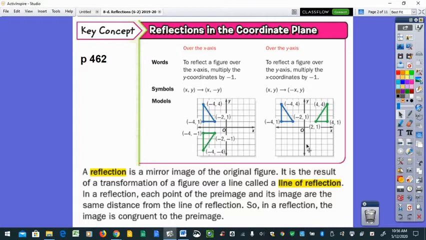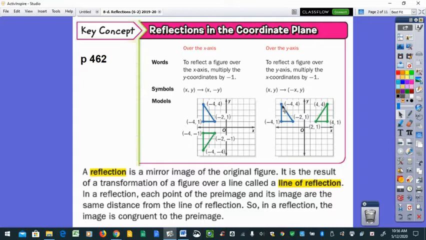When you go over the y-axis, the opposite is true. So if you look here, look at this point right here, (-2, 1). We're going over the y. Now the y stays the same and the x changes sign. So it didn't move up or down, it just moved left or right, and that's why the x is changing sign.